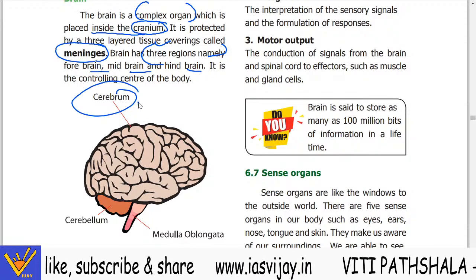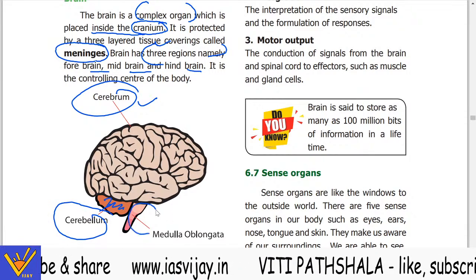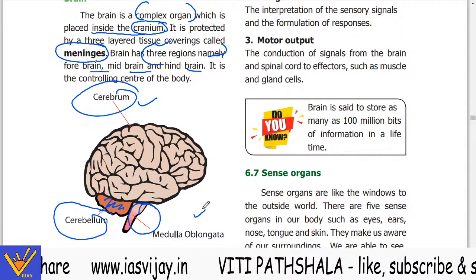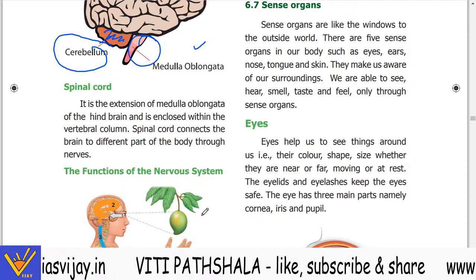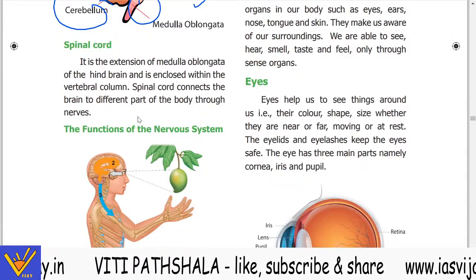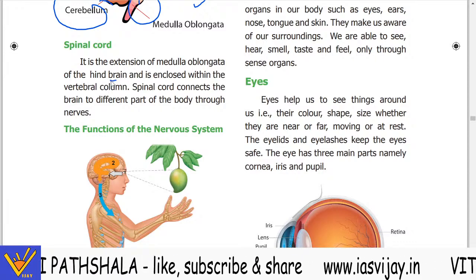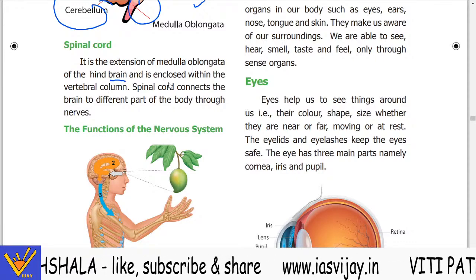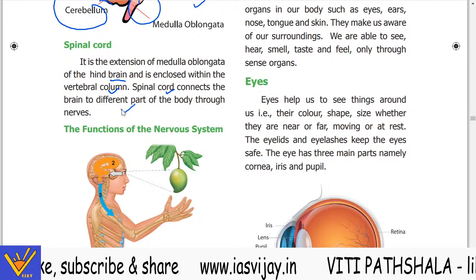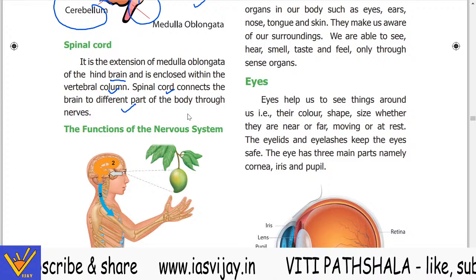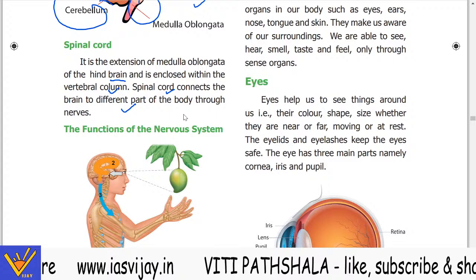Now this outer part is the cerebrum, then this is the cerebellum, and this is the medulla oblongata. Now the spinal cord, what is the spinal cord? It is the extension of the medulla oblongata of the hindbrain, and it is enclosed within the vertebral column. Now the spinal cord connects the brain to the different parts of the body through the nerves.